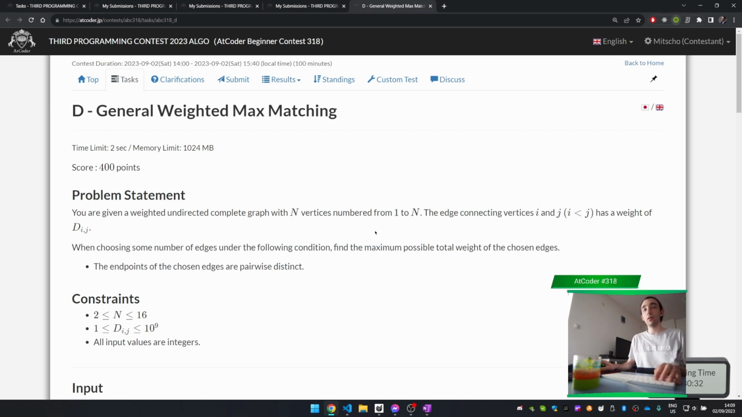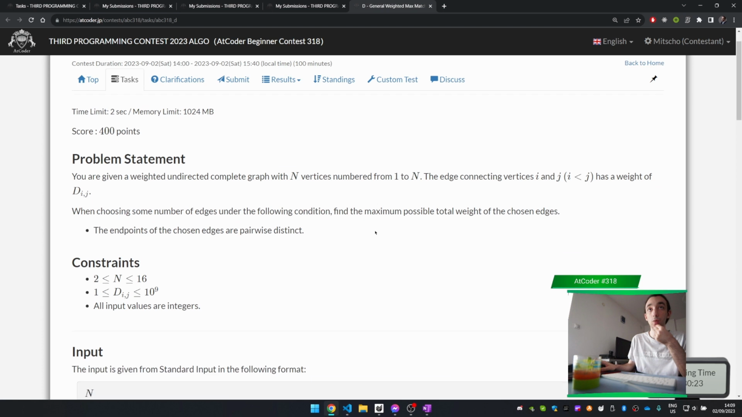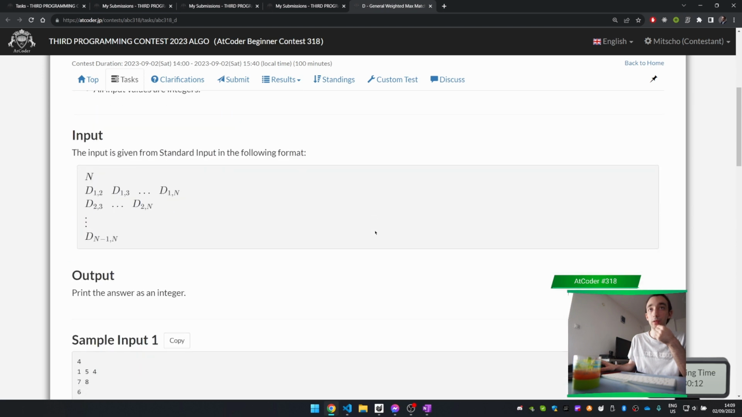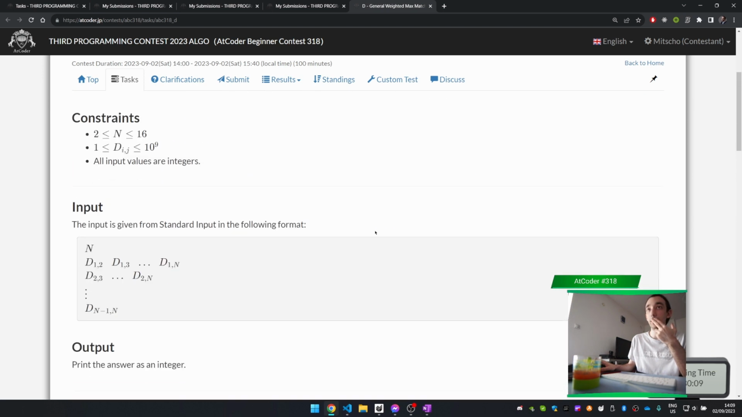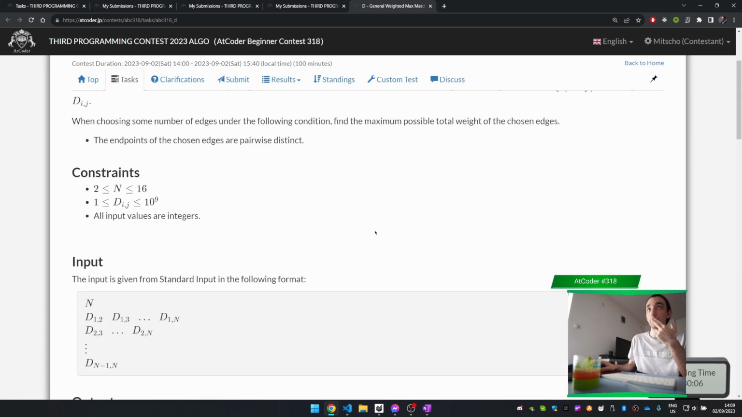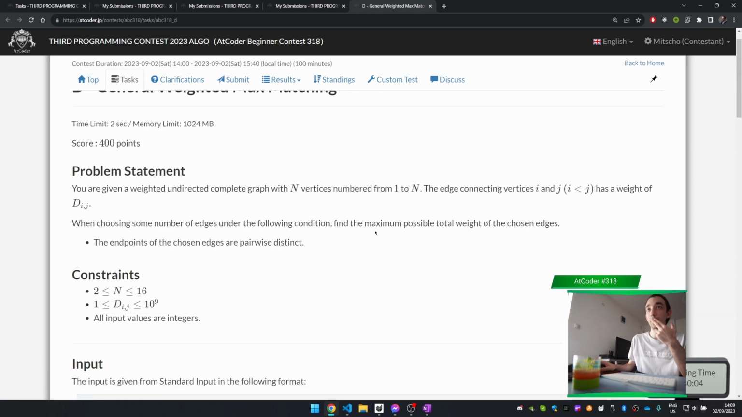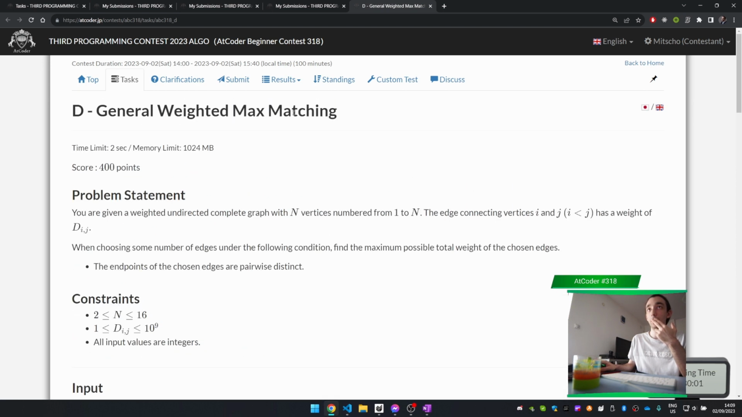D. You're given a weighted undirected complete graph with N vertices. When choosing some number of edges under the following condition, find the maximum possible total weight of the chosen edges. The endpoints of the chosen edges must be pairwise distinct. So you want to find a maximum independent, not a maximum independent, yeah, I want to find the maximum matching under this condition.